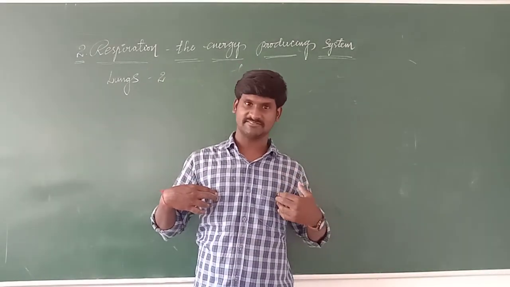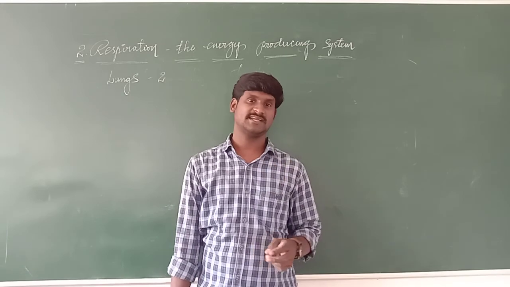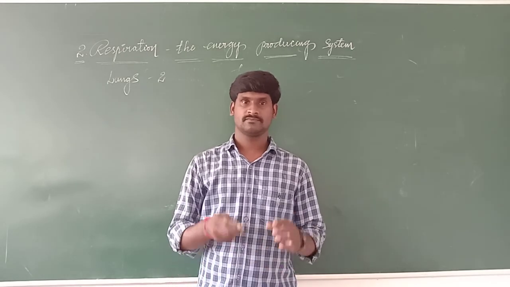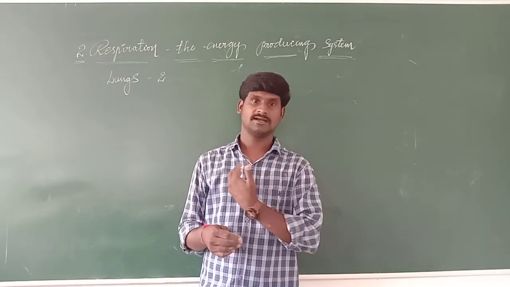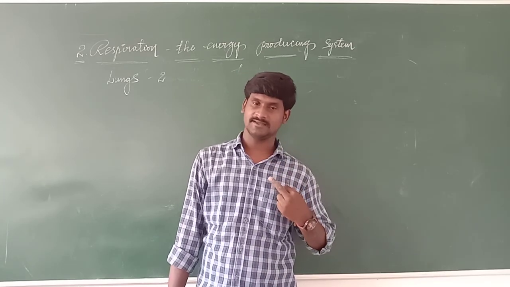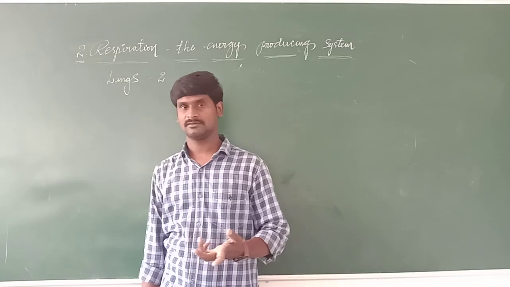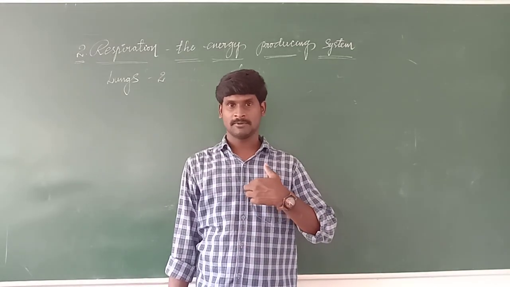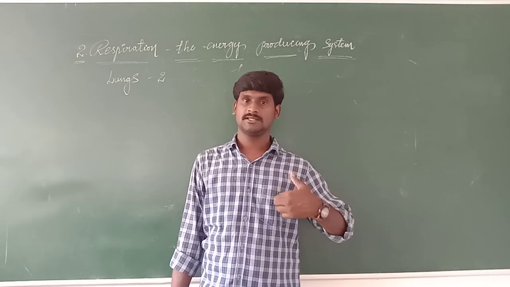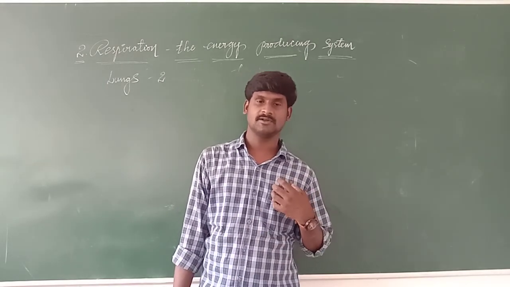One is on the right side and another is on the left side, but they are not the same in size. Can you say which is small and which is big? The left side lung is smaller than the right side lung. You can guess the reason: on the left side we have one main organ, the heart. Because of the arrangement of the heart, the left side lung is smaller than the right side lung.